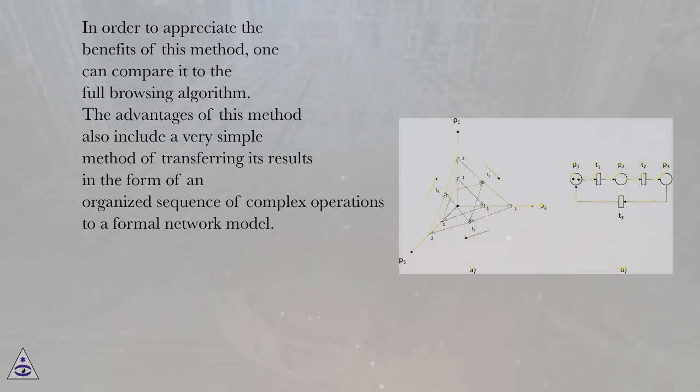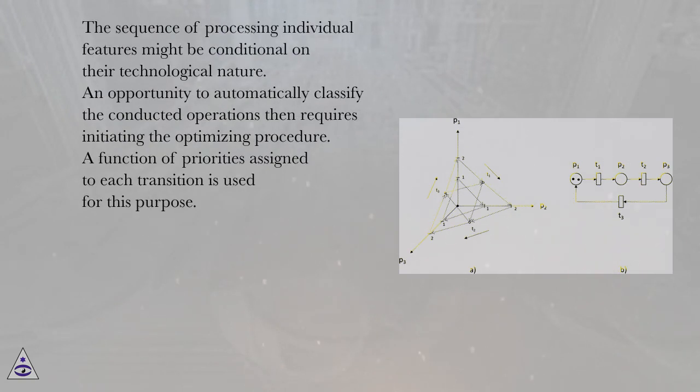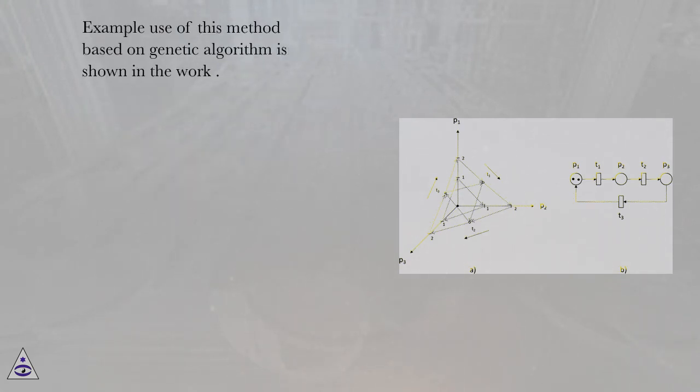The advantages of this method also include a very simple method of transferring its results in the form of an organized sequence of complex operations to a formal network model. The sequence of processing individual features might be conditional on their technological nature. An opportunity to automatically classify the conducted operations then requires initiating the optimizing procedure. A function of priorities assigned to each transition is used for this purpose. Example use of this method based on genetic algorithm is shown in the work.